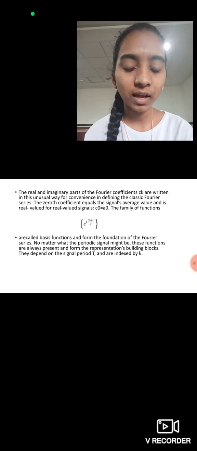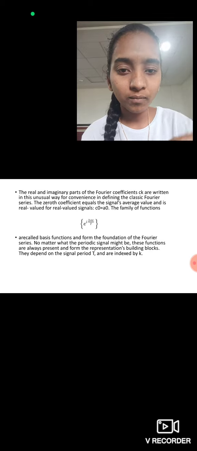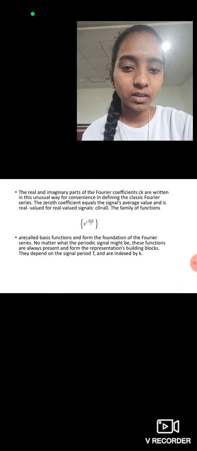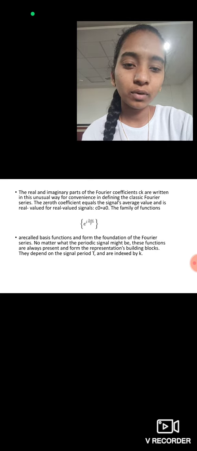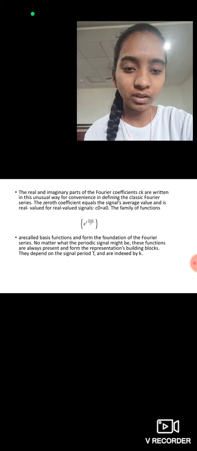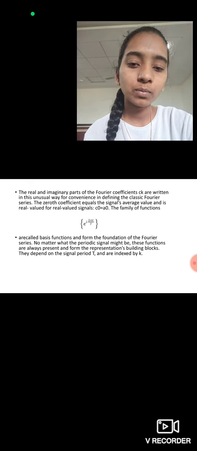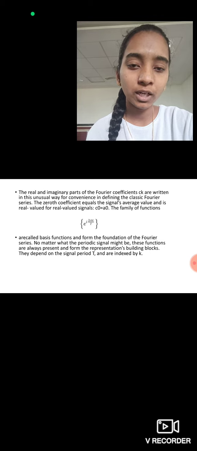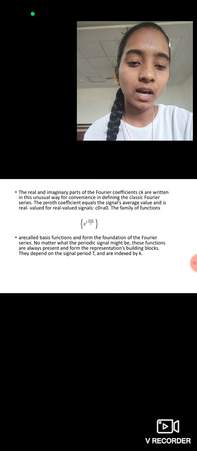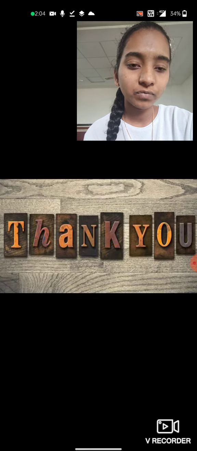The family of functions e to the power of i 2 pi kt over T are called basis functions and form the foundation of the Fourier series, no matter what the periodic signal might be. These functions are always present and form the representation's building blocks. They depend on the signal period T and are indexed by k.